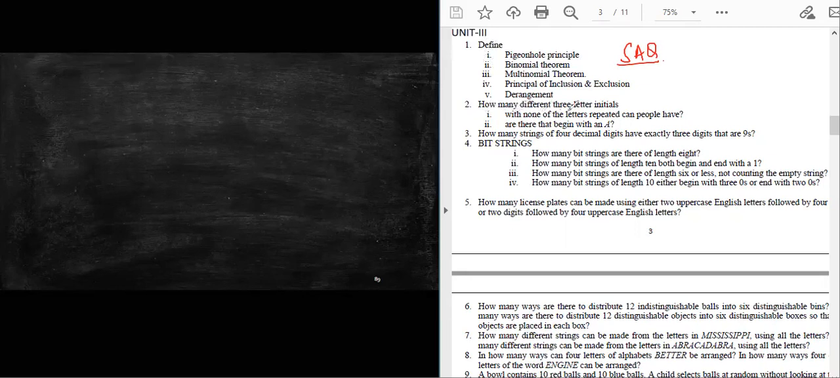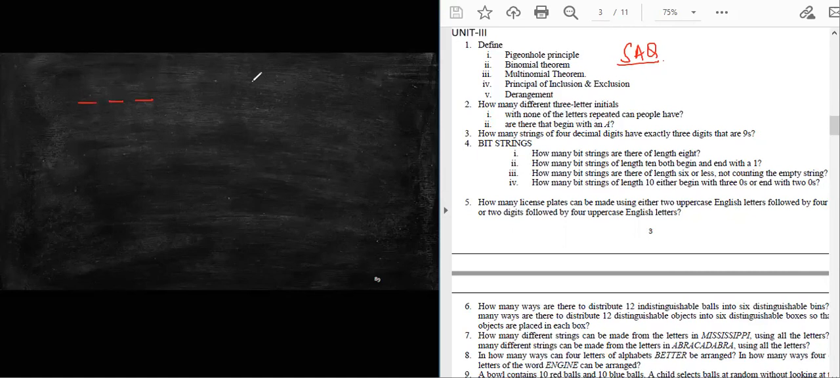How many different three-letter initials with none of the letters repeated can people have? So we are speaking about initial letters, and what are the number of initial letters? Three-letter initials. So we will have three-letter initials, and the question is how many different three-letter initials with none of the letters repeated. So in the person's initial, the letter should not be repeated.